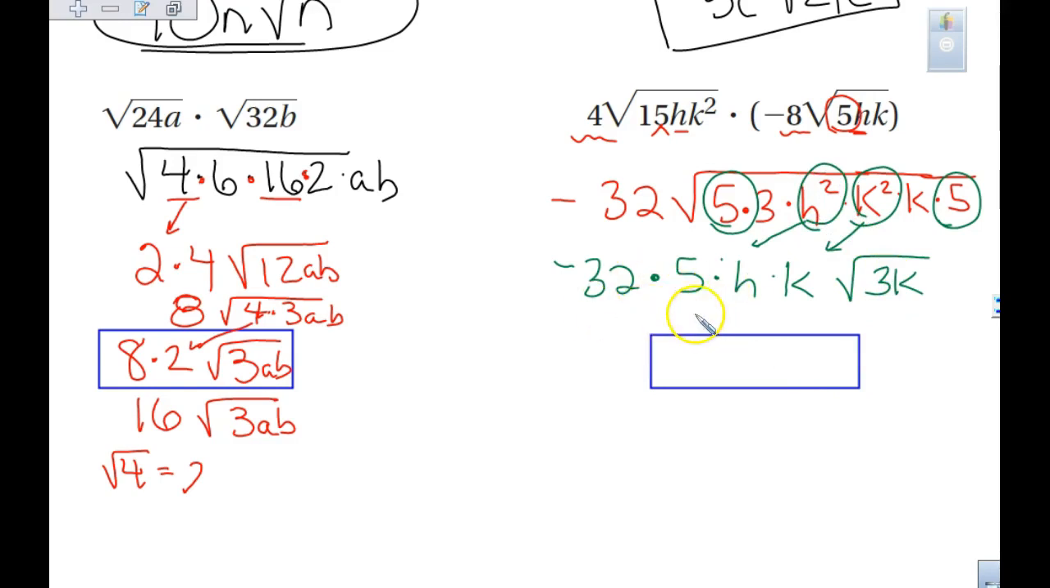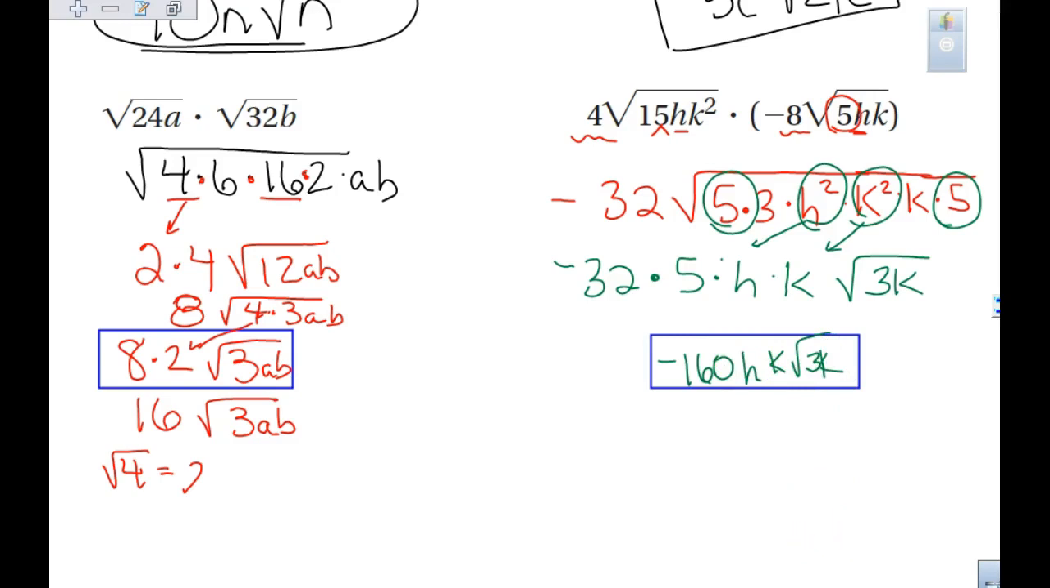So we want to keep that there. So we're going to multiply. Negative 32 times 5. What would you end up with? Negative 32 times 5. By all means, use your calculator. Negative 160. h, k, square root of 3k.